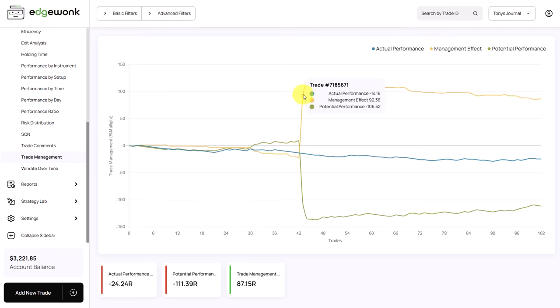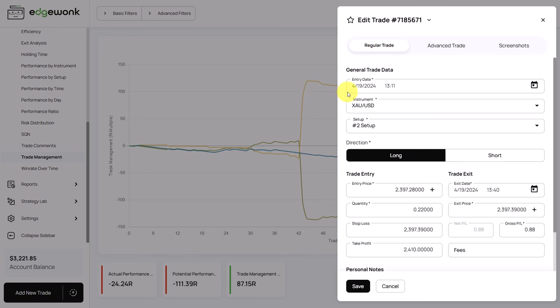So when we hover over this trade, which is responsible for this big jump, and we open it, we can see this is a long trade, and we see that the entry price is at 2397.28. The stop loss, however, is at 2397.39. So it seems like the trader has trailed the stop loss.